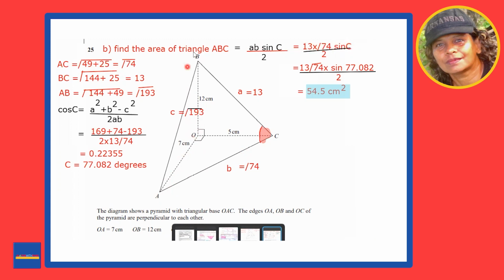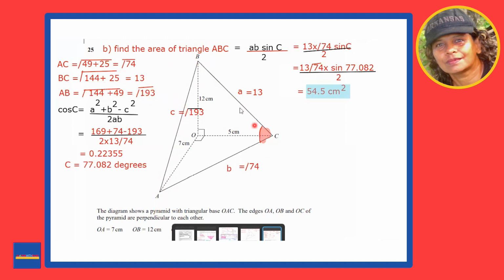Now to find sine C, we have to use the cosine rule for non-right angled triangles. So we want to find out this angle. We have got 13, we have got root of 74, but we don't have AB. AB we're going to find because we have another right angle triangle here of 12 and 7. So AB squared is equal to 7 squared plus 12 squared, which is 193. So AB is the square root of 193.